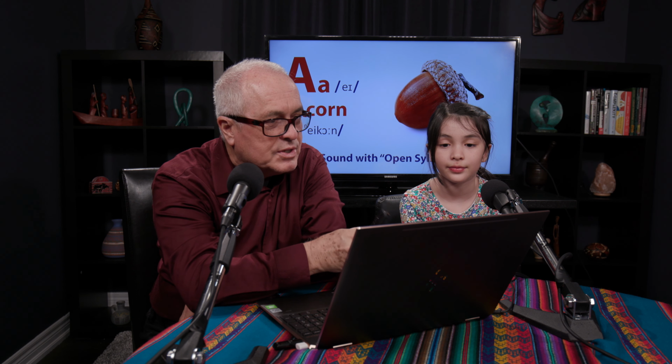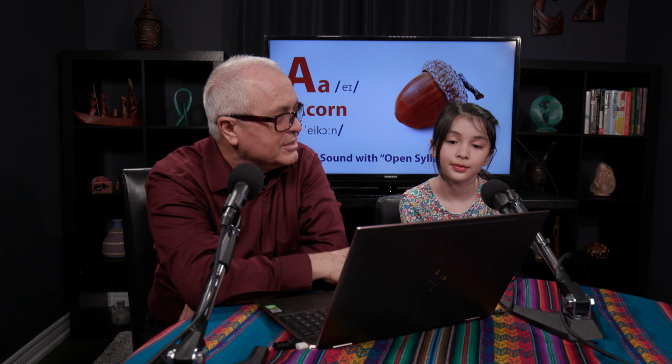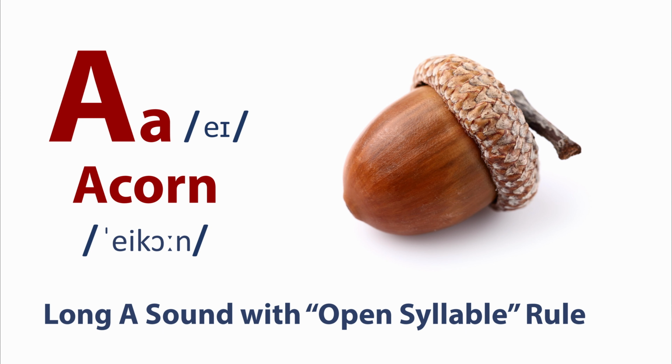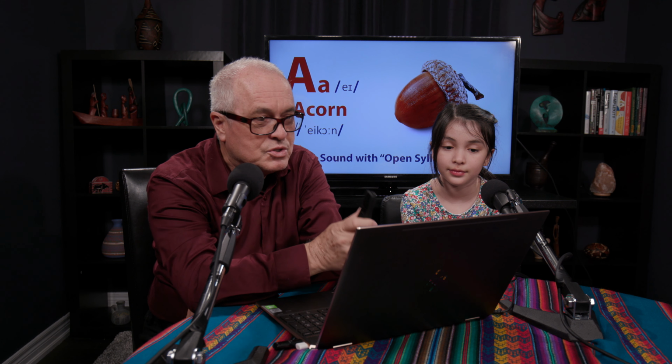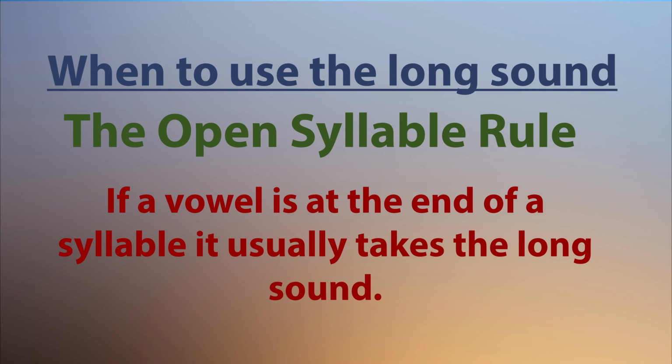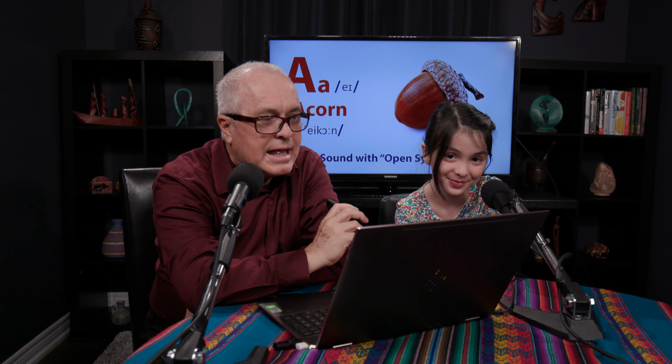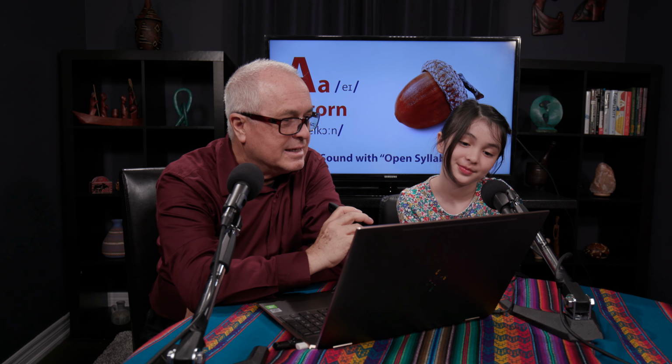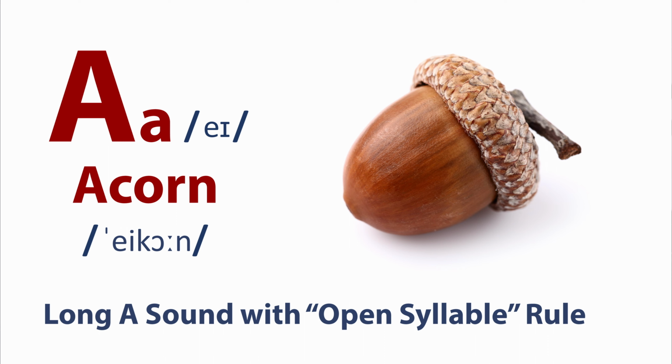Here is a two-syllable word. It doesn't really look like it because it's so short, right? Acorn, but it is. It's two syllables. A, corn. There's two syllables there. And when the A is at the end of any syllable, it takes the long sound, right? So let's look at it. How do we say this? Say it again for us, Anand. Acorn. That's right. It's A, the long A sound.